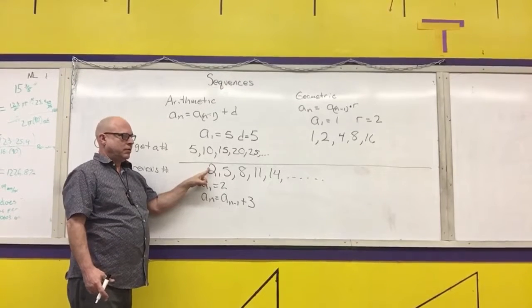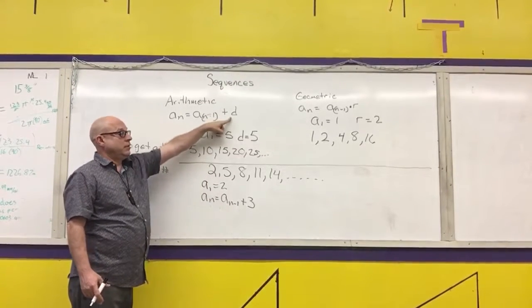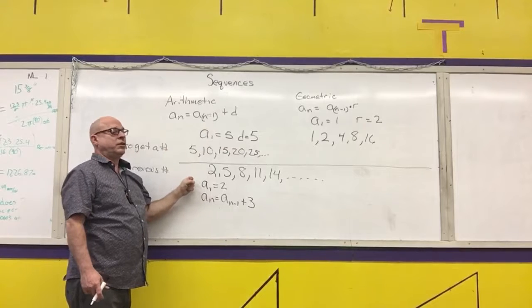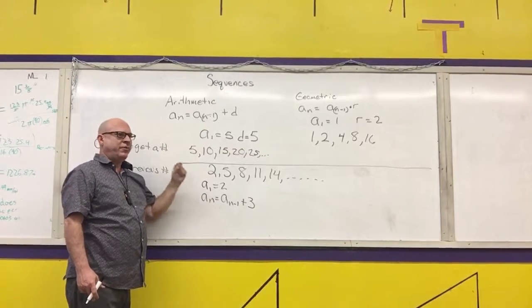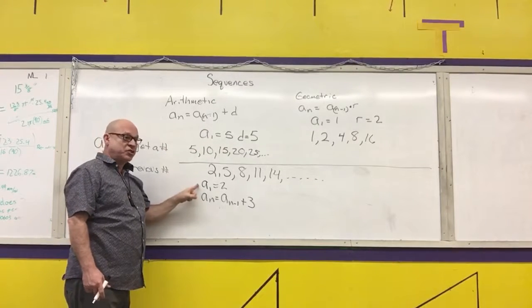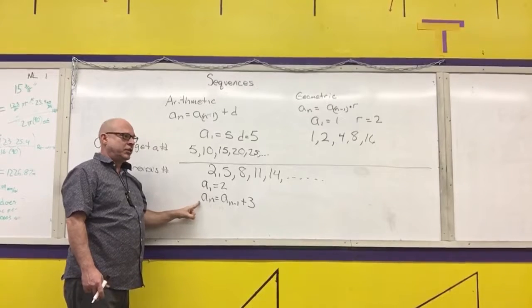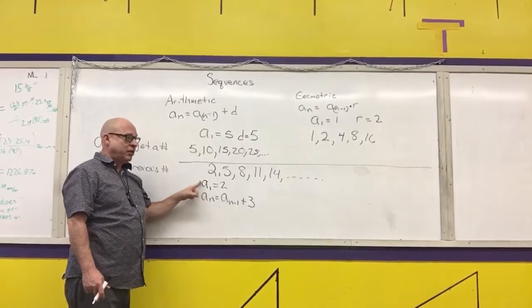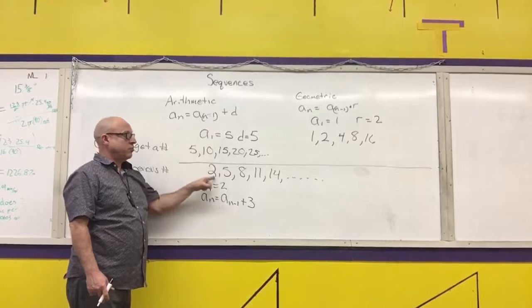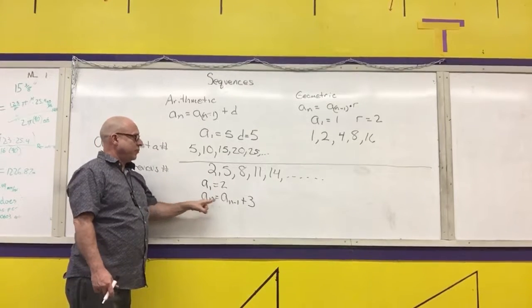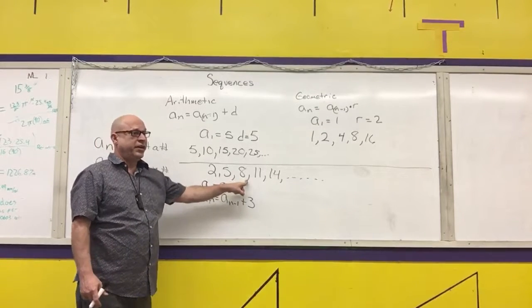Okay, you see the D? You just add everything by 3. Quiet please. In order to write a recursive statement, you have to give me the first term and then an equation. What's the first term? 2. 2. And then the equation. Take the previous number and add 3.